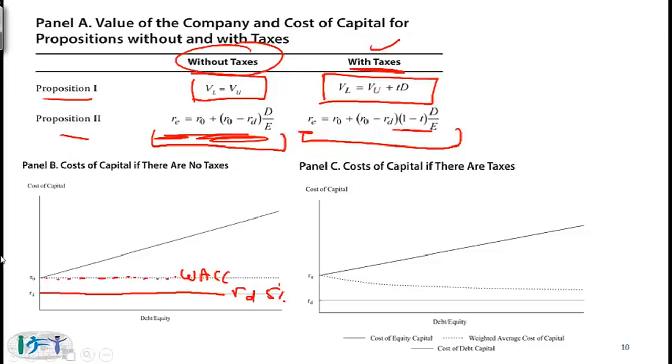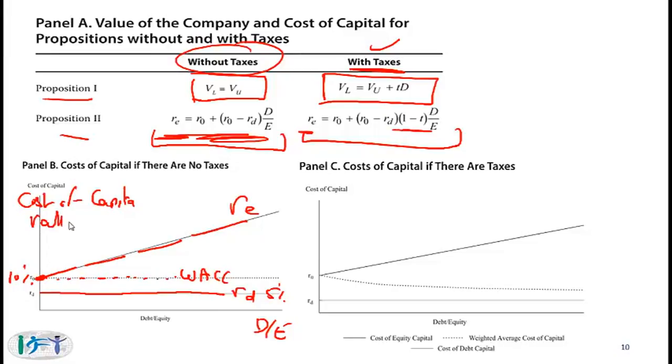Notice that if debt is 0, then cost of equity of 10% from our example is equal to the weighted average cost of capital. This line over here is the cost of equity. The x-axis is the debt to equity ratio and the y-axis is the overall cost of capital, or essentially the rate. So as debt to equity increases, the cost of equity is increasing linearly.